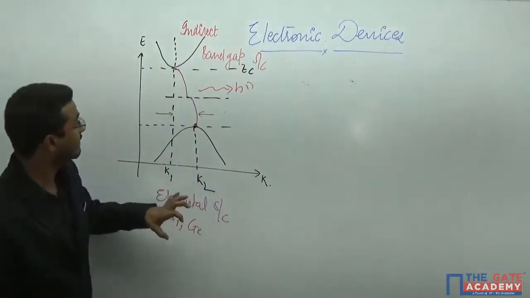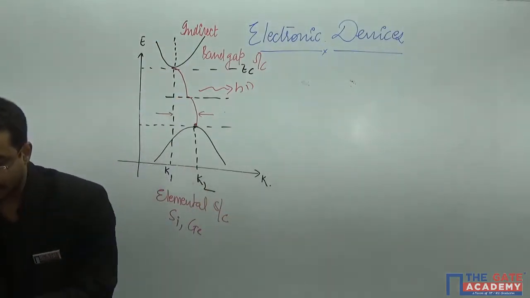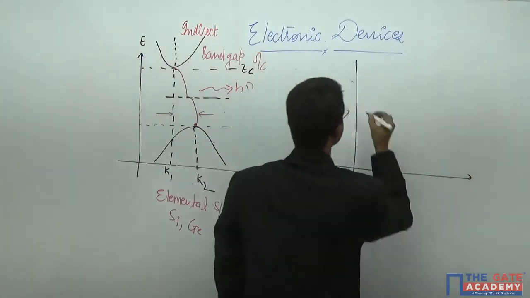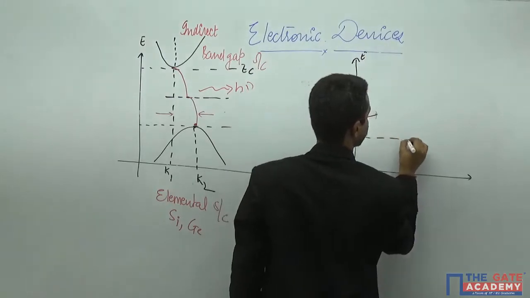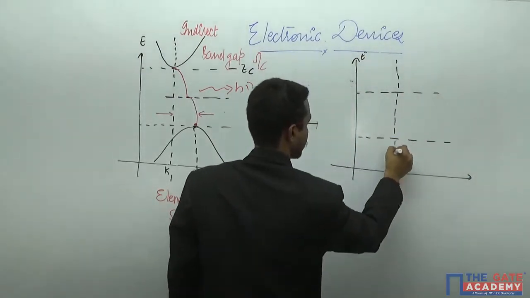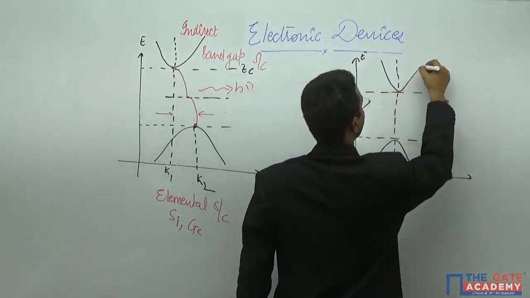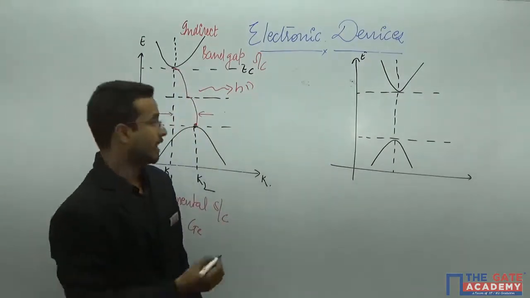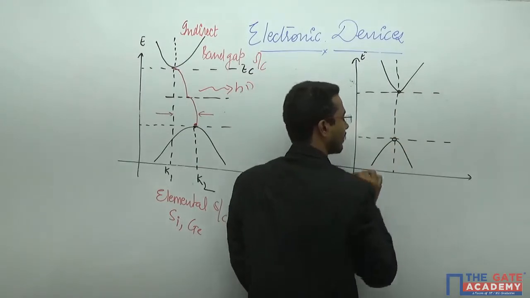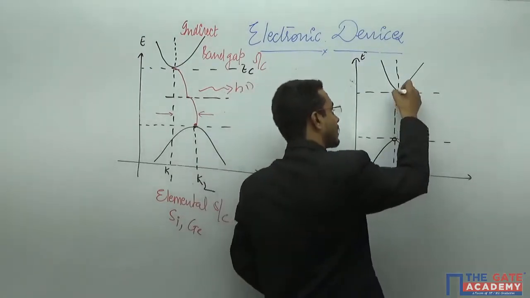That means here we have studied that the electron and hole do not have the same momentum. What will happen if the electron and hole get the same momentum? Same momentum means like this: the hole here and the electron here. If the electron is here and the hole is here, both have the same momentum. Then what will happen? The electron will directly come from here to here.